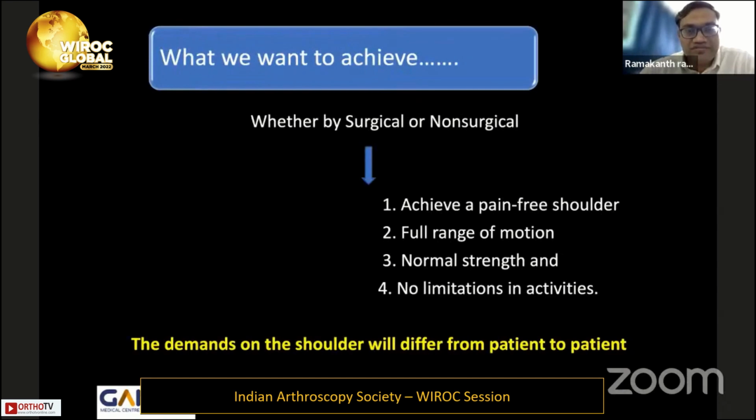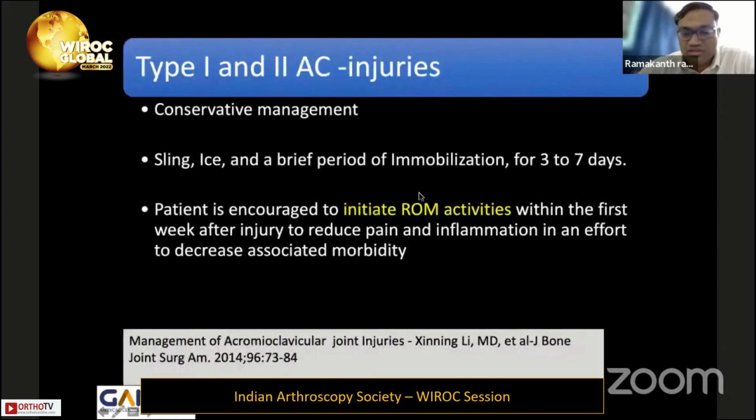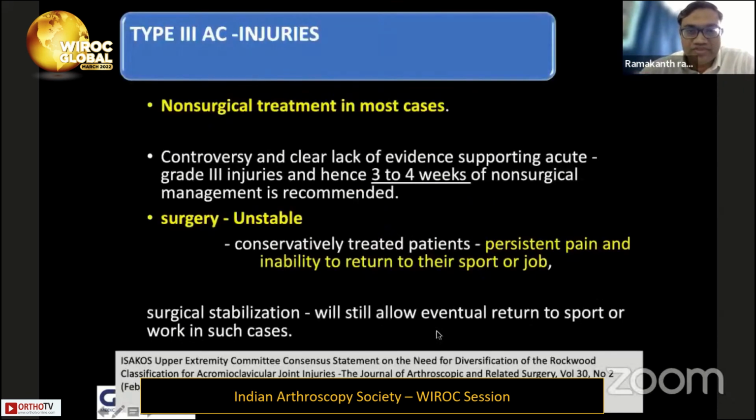What we aim to achieve in management, by either surgical or non-surgical treatment, is a pain-free shoulder, full range of movement, normal strength, and no limitations of activities. But the demand on the shoulder will differ from patient to patient. Type 1 and type 2 injuries are always treated with conservative management with sling, ice, and immobilization for 3 to 7 days, and then we can initiate movements to reduce associated morbidities.